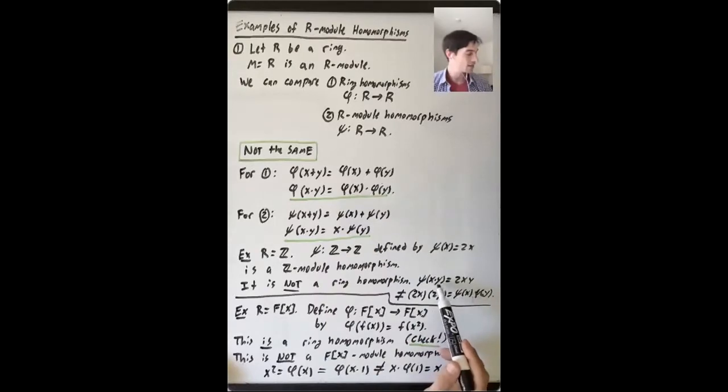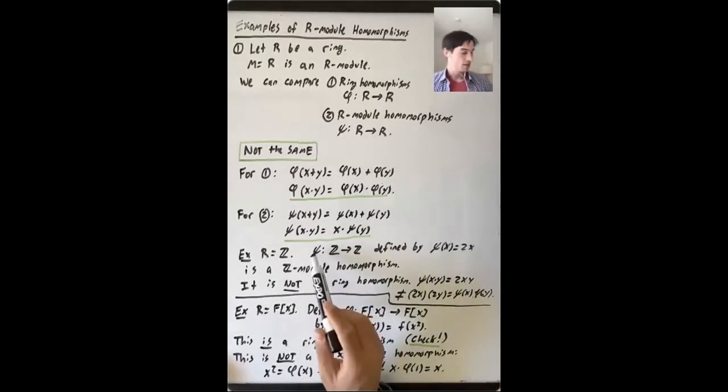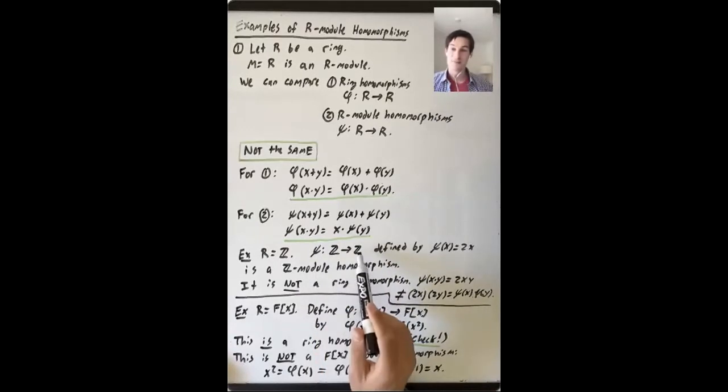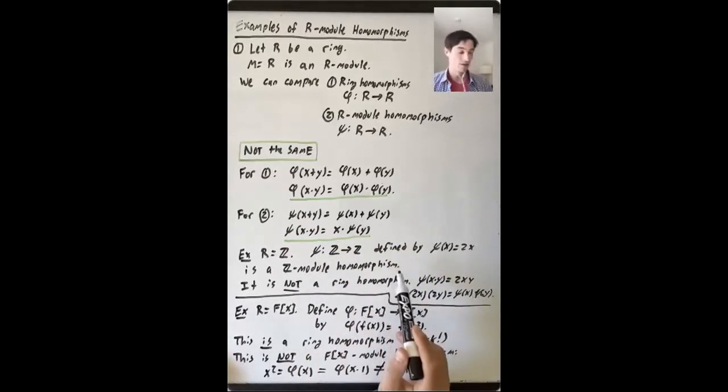Like psi of x times y is 2 times xy, right? You take the element in Z, x times y, and you send it to 2 times xy. But if x and y are not 0, that's just not equal to 2x times 2y, which is psi of x times psi of y. So we're seeing that this function is a homomorphism of abelian groups. It is a Z module homomorphism, but it's not a ring homomorphism.